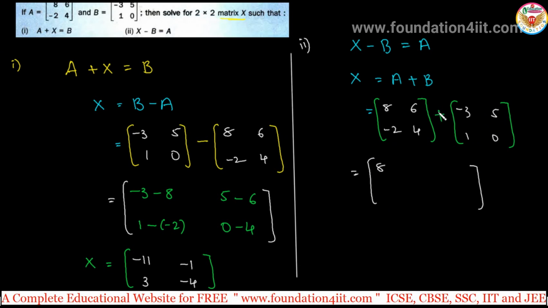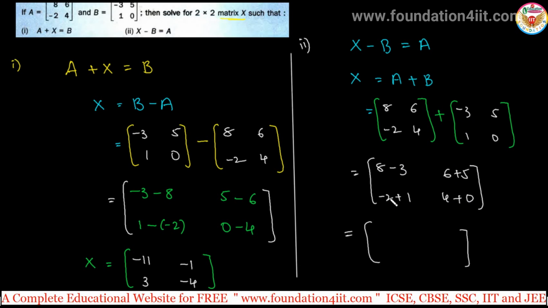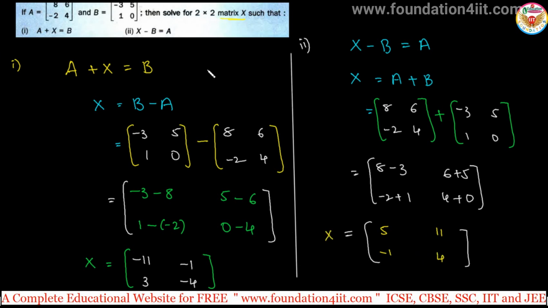That means 8 plus of minus 3. Plus into minus, so minus 3 directly. 6 plus 5, and minus 2 plus 1. 4 plus 0. Corresponding elements, you can simplify, you'll get the answer. That is 8 minus 3 is 5, 11 minus 1, and 4. This is a matrix X. So addition and subtraction should have the compatibilities. Order should be same. Then only we can do adding or subtracting.